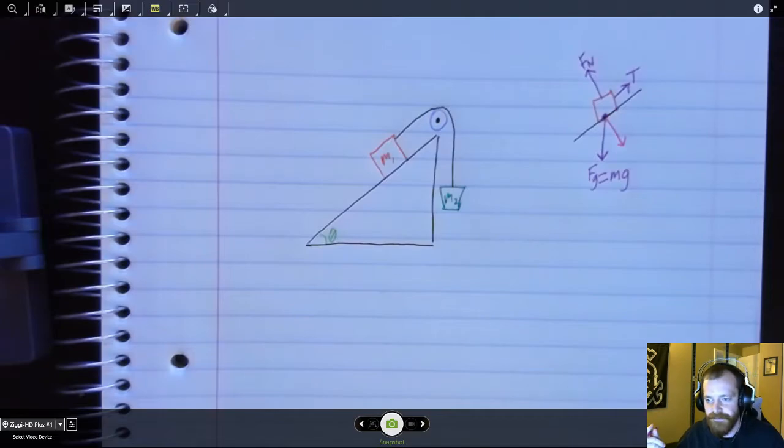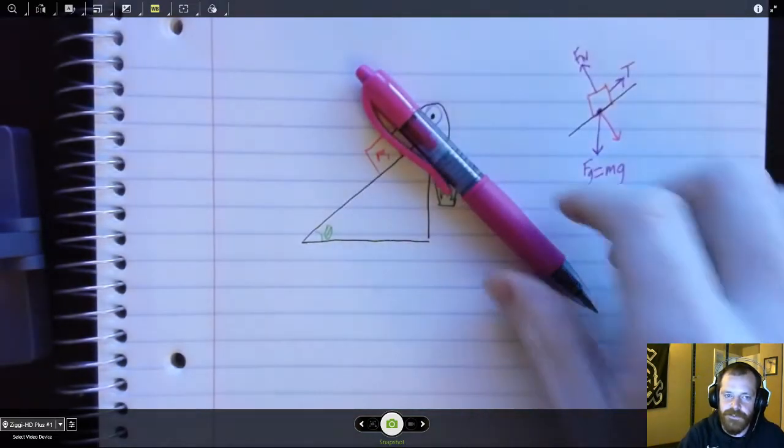I think I bought a pack of like 15 different gel pens. I love my gel pens.